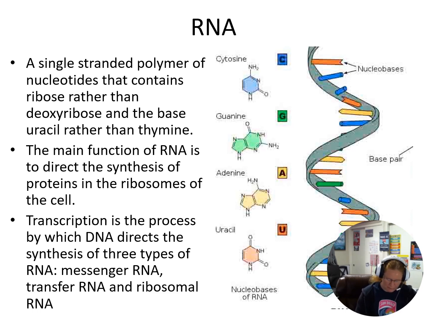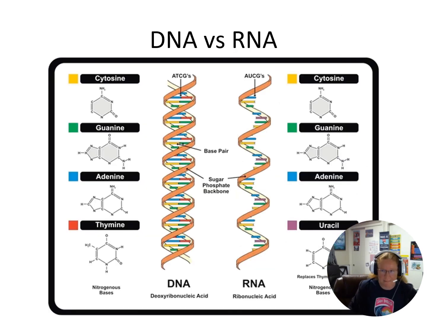You may have learned about those in previous classes, but you might have seen mRNA or tRNA or rRNA, which is how we abbreviate those. Okay. So DNA, we have cytosine, guanine, adenine, and thymine. In RNA, we have cytosine, guanine, adenine, and uracil instead of thymine.